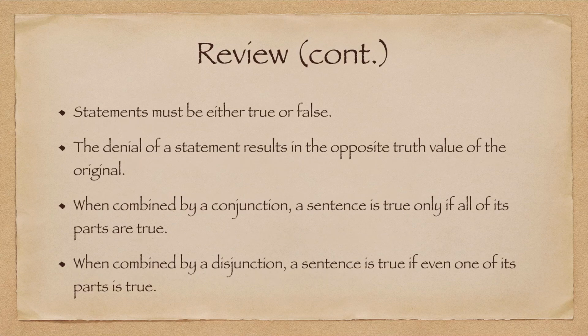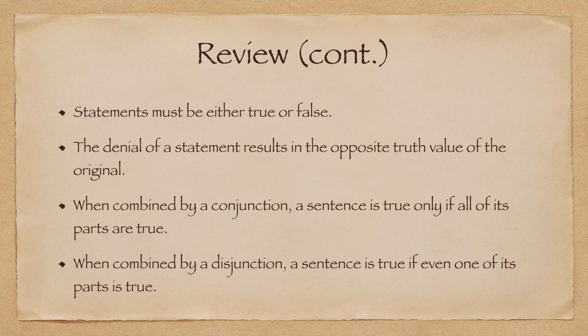After we learned the symbols, we spent most of our time learning about their influence on a sentence's truth values. We already said that a statement must be true or false, so let's continue on. That is, the denial of a statement will result in the opposite truth value of the original. So if the original statement was false, then the denied statement will be true. And if we deny the denied statement, once again, we arrive at false because we've gone opposite 2 times.